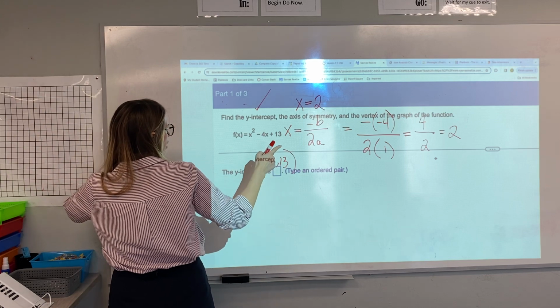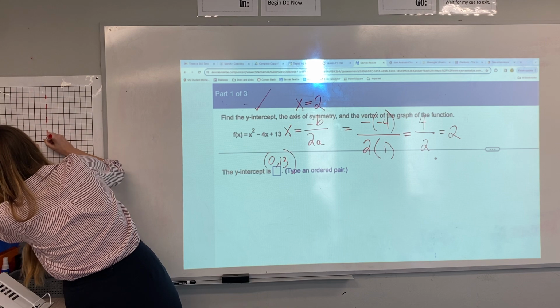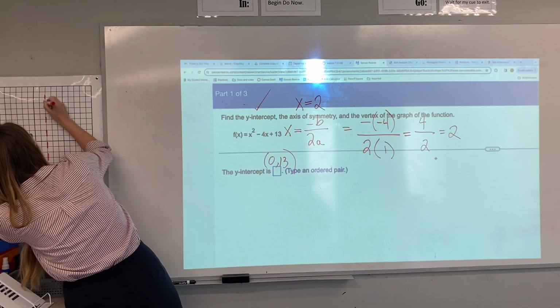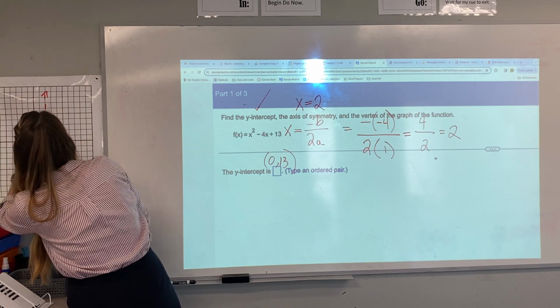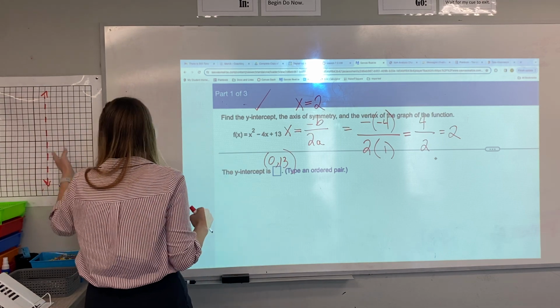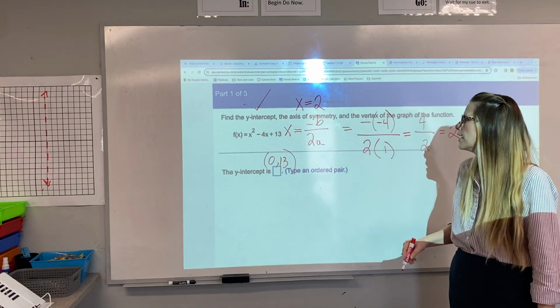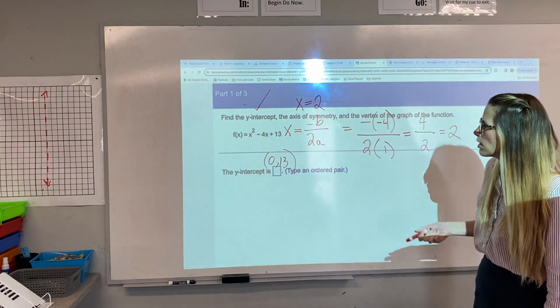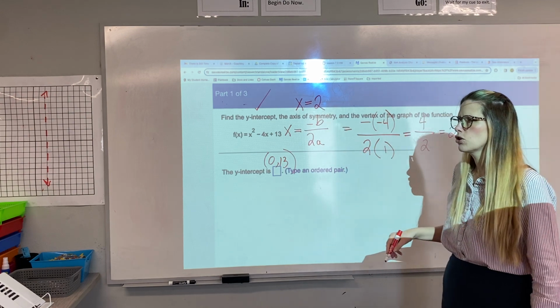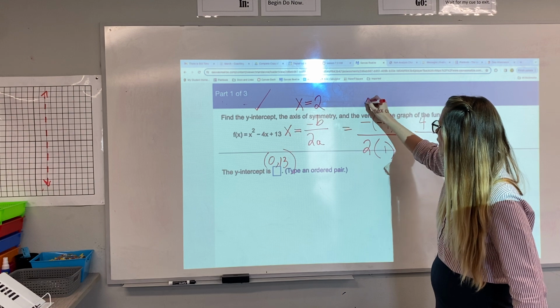Okay, so I'm going to just graph my axis of symmetry just so I can see. Okay, so now I have my axis of symmetry. I'm just graphing that so we can see what it looks like. How do we use our axis of symmetry to fill in half of the vertex?